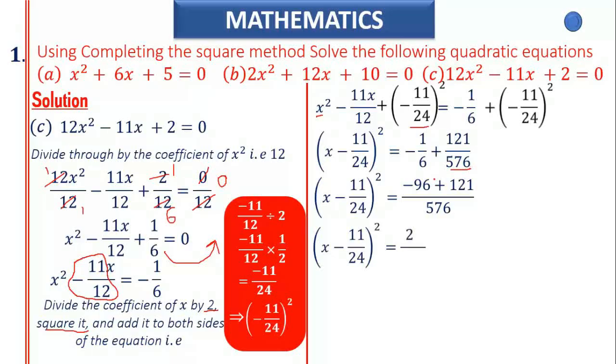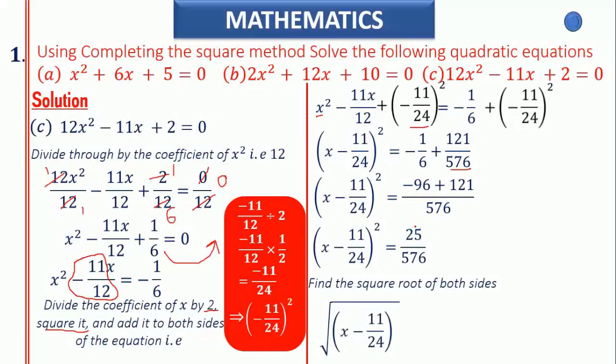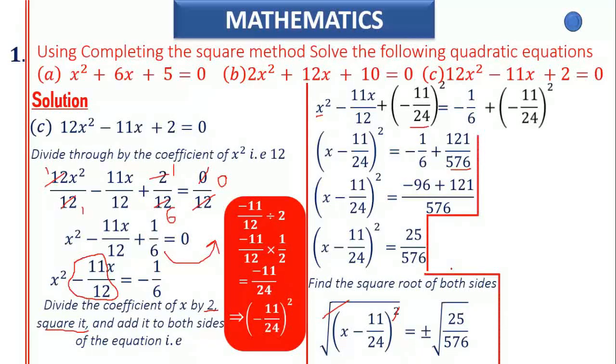So from there, we can then reduce this to this. Of course, at this stage, we know the next thing to do is to find the square root of both sides of the equation. So from what you have here, square root cancels square root by default. Then we can simplify the other value. That will give us x minus 11 over 24 equals plus or minus 5 over 24.